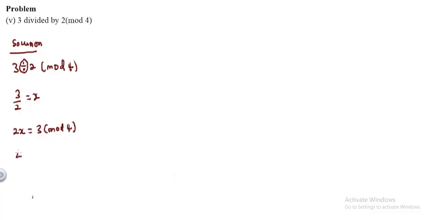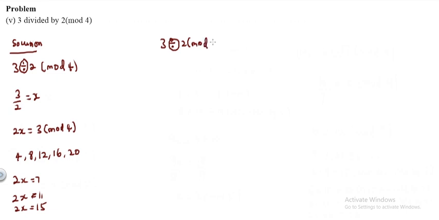So the multiples of 4 we are considering are 4, 8, 12, 16, 20, and then if we add 3 and 4 we get 7. If we add 3 and 8 we get 11. If we add 3 and 12 we get 15. If you notice, no matter the multiple of 4 I add to this, I will not get an answer for this division. So I will simply say 3 divided by 2 modulo 4 has no answer or solution.